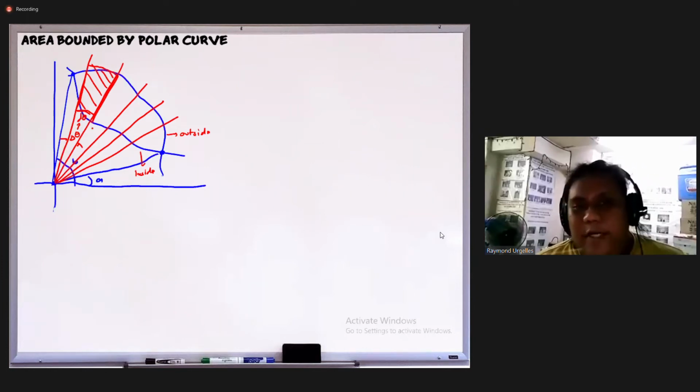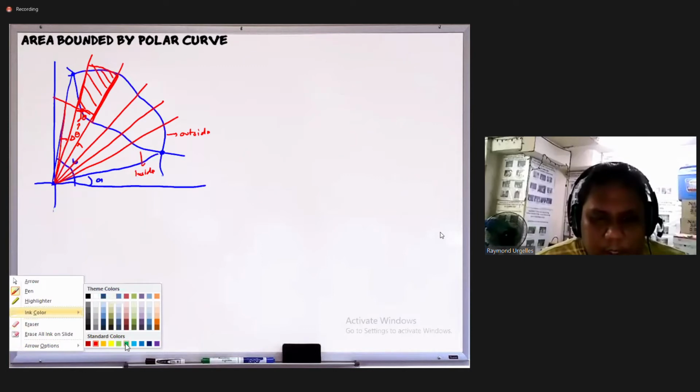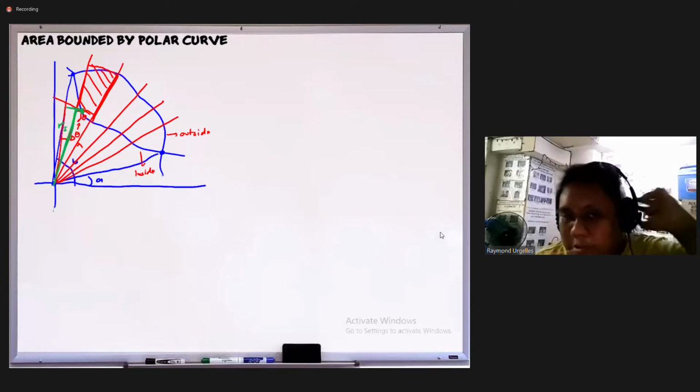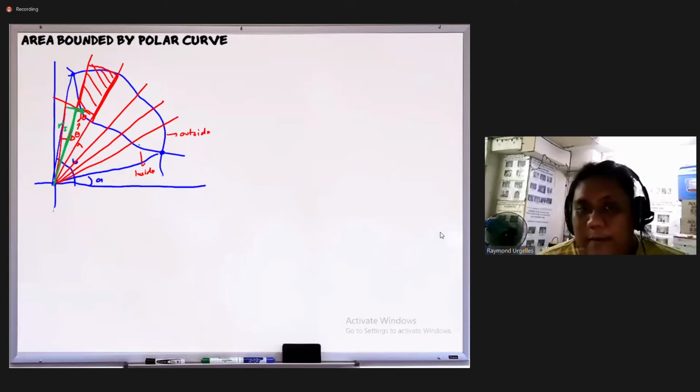Tapos as for the radius naman natin, yung isang point sa curve natin, yung layo nito from the origin will just be defined as the r inside. So ito yung r i natin. Let me use another color. Let's consider this point on the curve. Yung layo nito from the origin, this length, this is our r sub i. So yan yung r or radius ng inside curve. Again, remember ito yung inside curve natin.